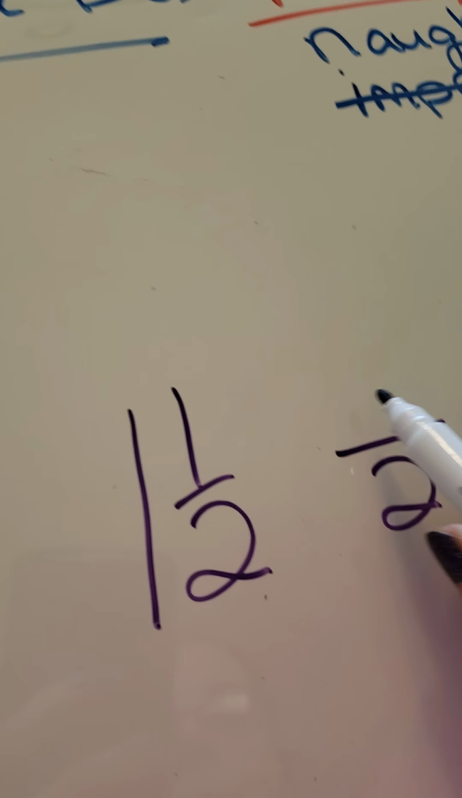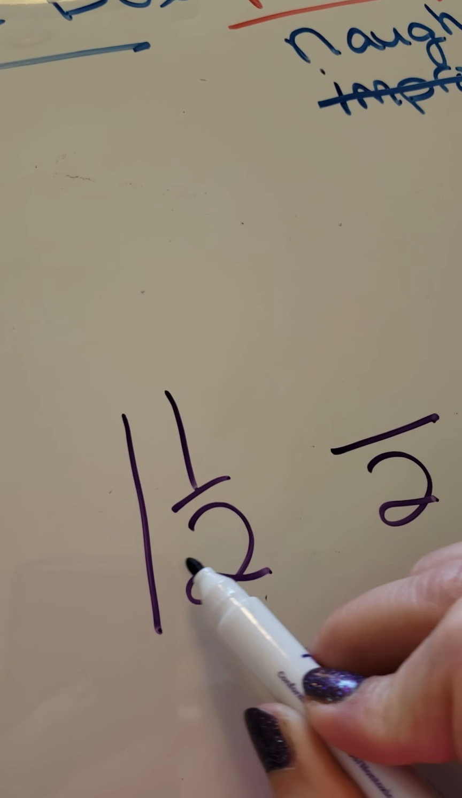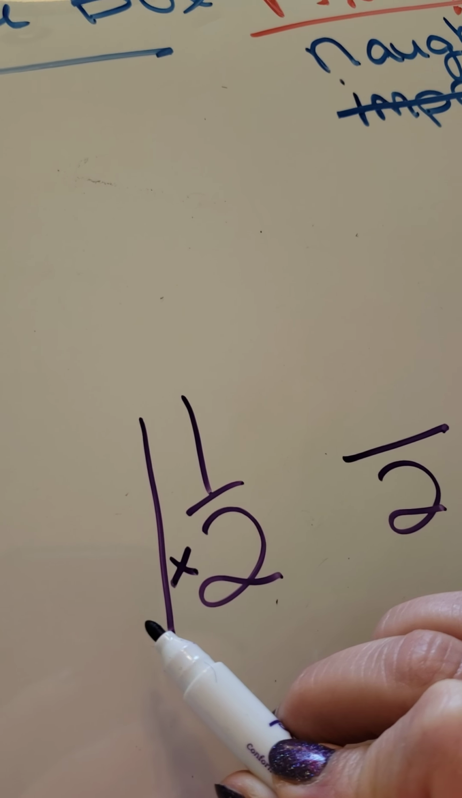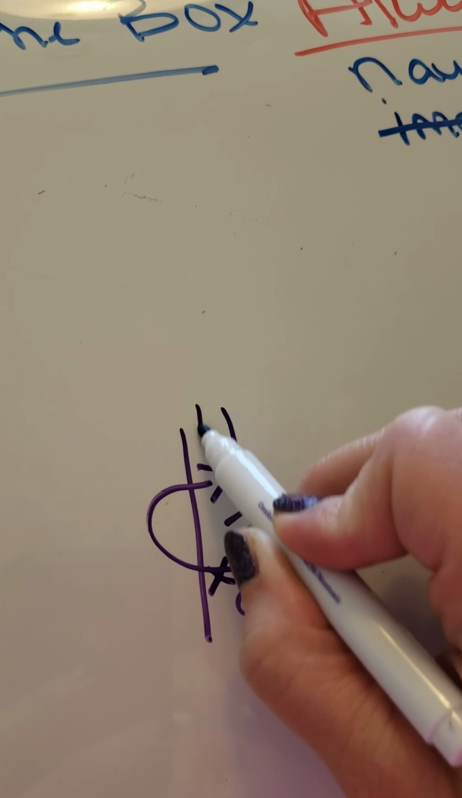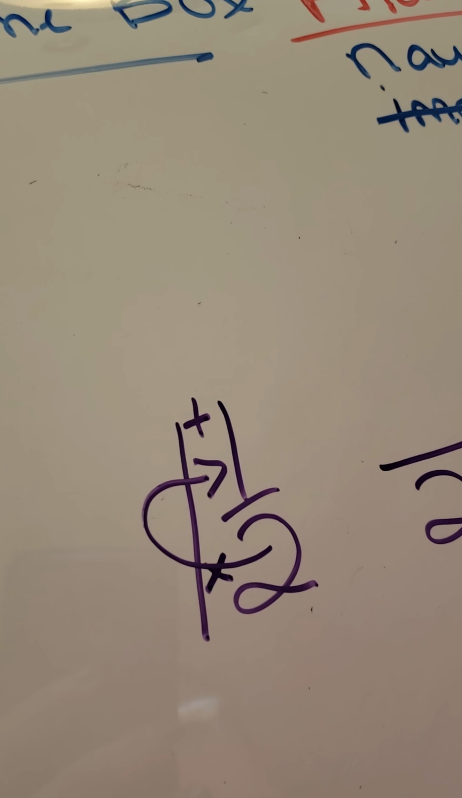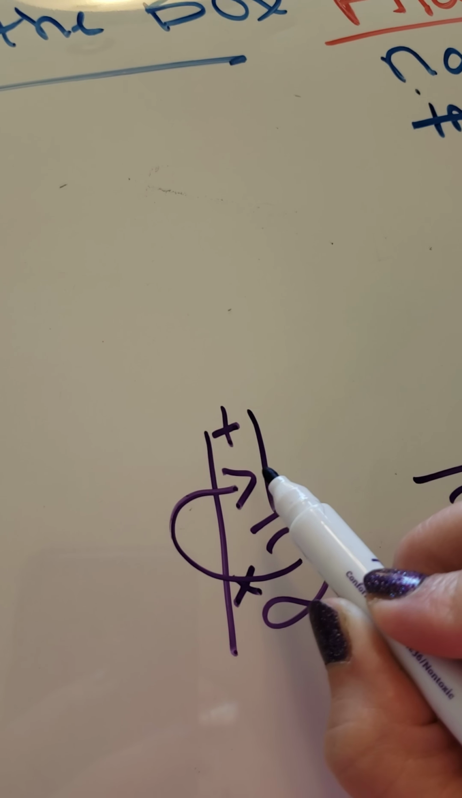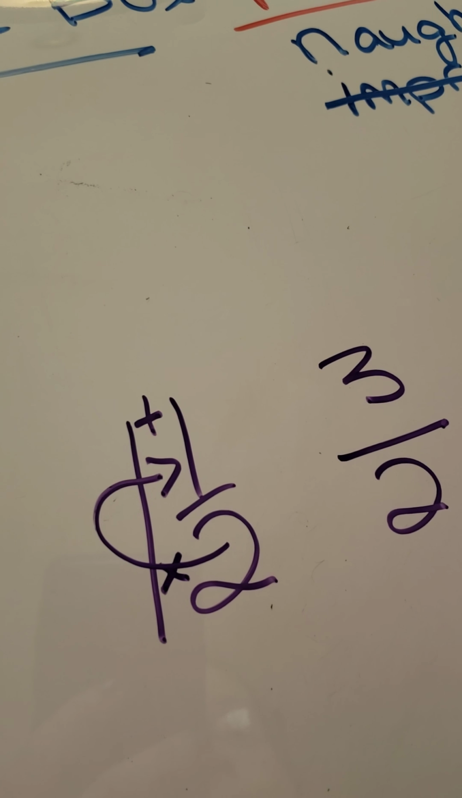We just have to focus on getting the top number. To do that, I am going to take my denominator and multiply it by my whole number. So 2 times 1 is 2. Circular motion, add my numerator. So 2 times 1 is 2, plus 1 is 3. Perfect.